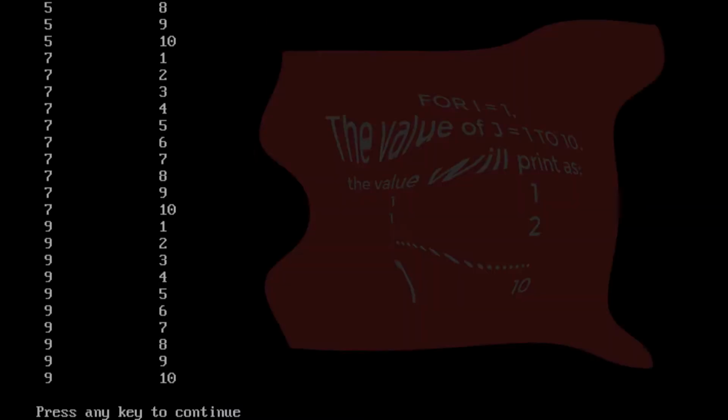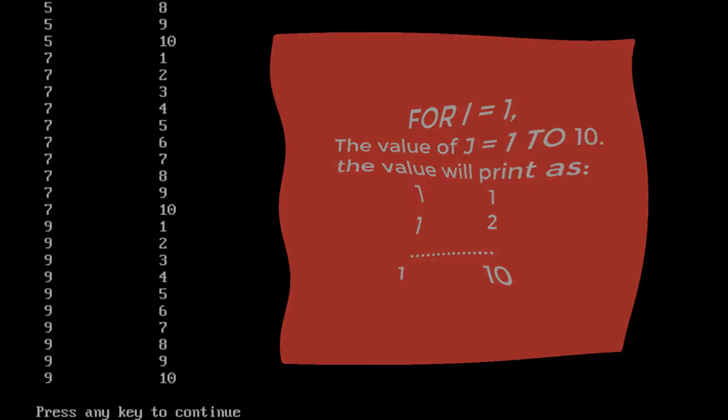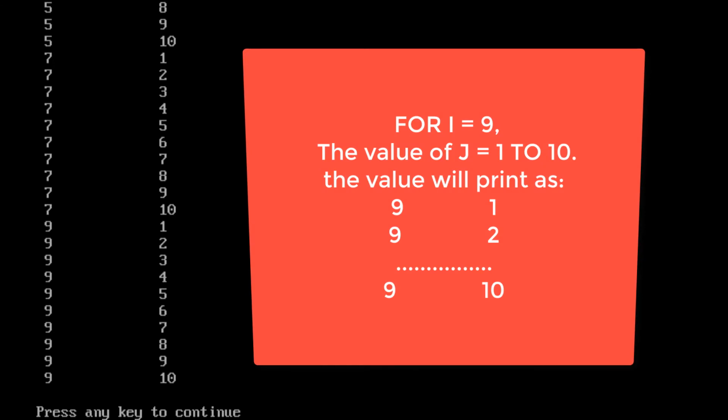So let us see that the values have started printing from the value of I equal to 1 up to the value of I equal to 9. So in the end, you can see for the value of I equal to 9, j is printed from 1 to 10.